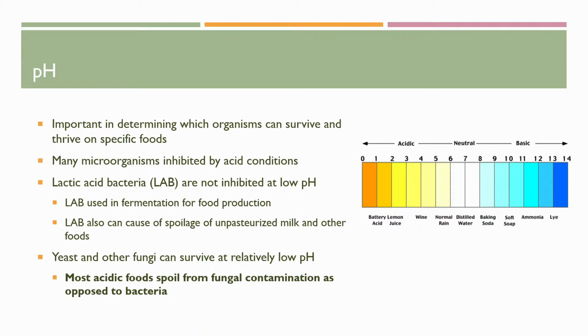So many microbes are inhibited at a low pH by acidic conditions, but lactic acid bacteria, yeasts, and other fungi can actually survive even at relatively low pHs. So if an acidic food spoils, then it's probably being spoiled from a fungal contamination rather than bacteria, because the fungi are not inhibited by the acidic environment of the food. Does that make sense?